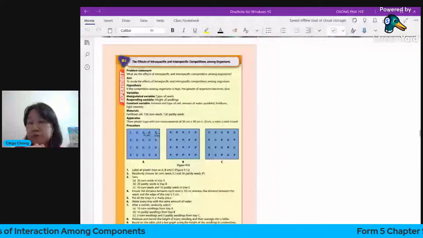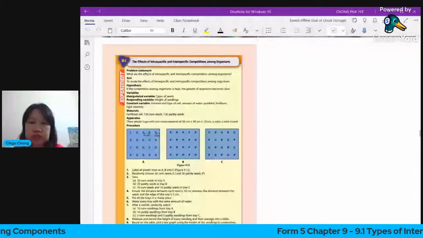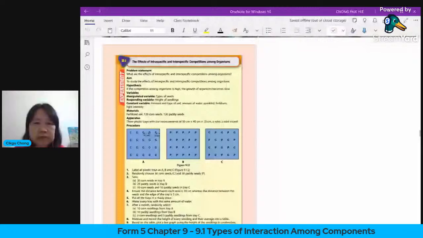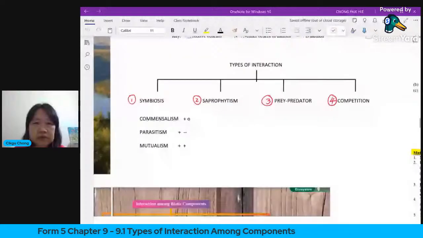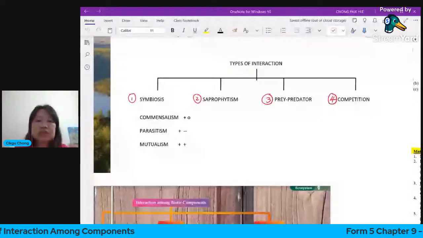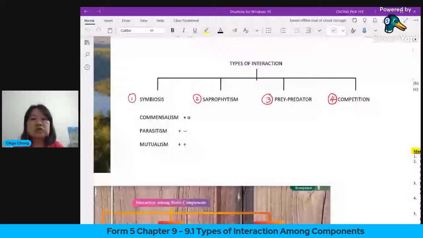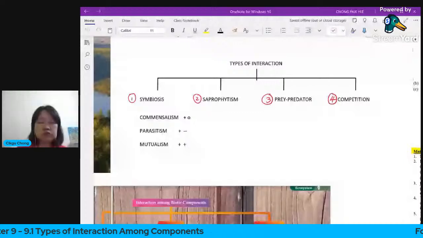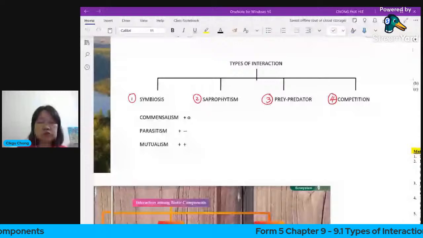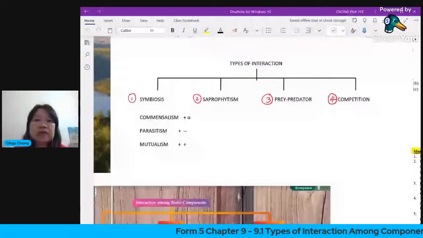Now let me just look at this one. Let me put it in a diagram form, in a chart format, so you can jot it down as you go along. Types of interaction can be divided into 4 major groups. You have learned this, I believe, in your primary school, and also maybe your lower secondary science, either form 1 or form 2, because in form 3 you don't have this. But here we are adding more examples and more detail.